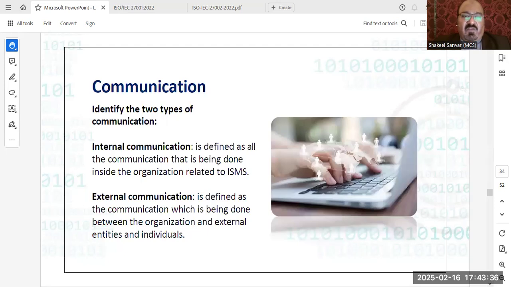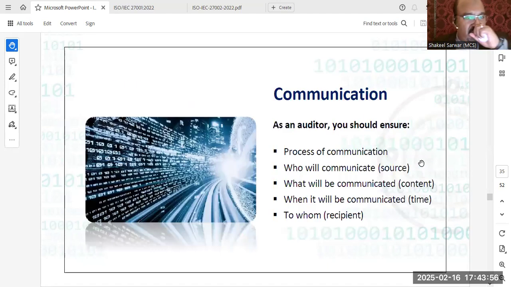The organization should identify and allocate appropriate communication channels, both internal and external, necessary for ISMS communication. Internal communication is defined as all the communication which is being done within the organization related to ISMS. External communication is defined as all the communication which is being done between the organization and external entities, for example, customers, stakeholders, local communities, partners, and interested parties of the management system.